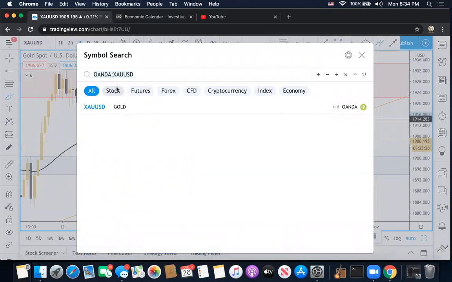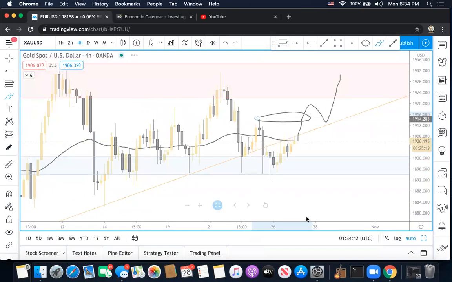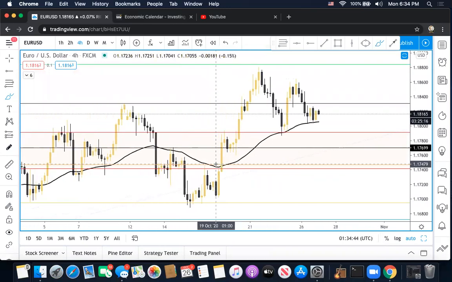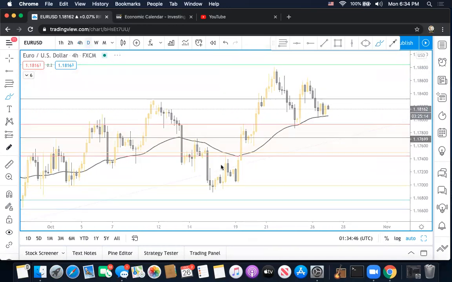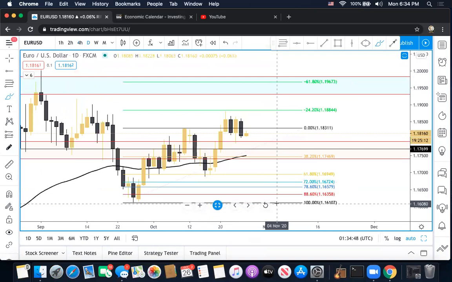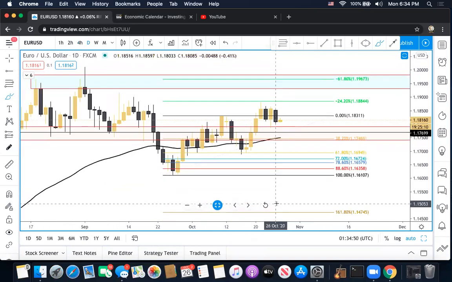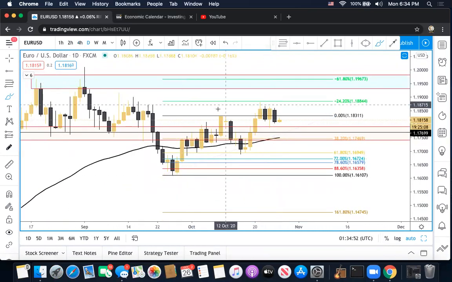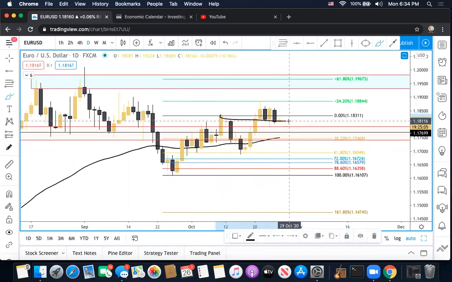All right, Euro USD. Start off on the daily real quick. Okay, so on the daily, the highs right here were just broken, barely.